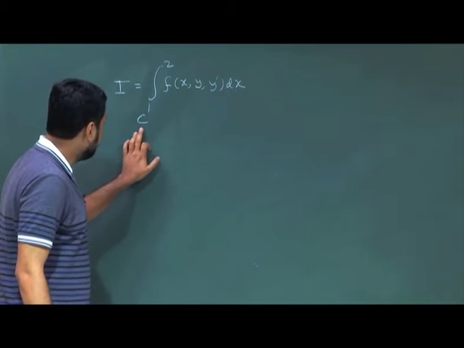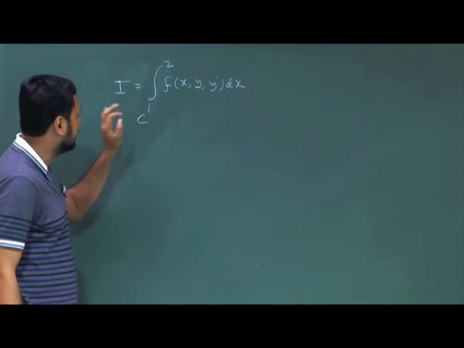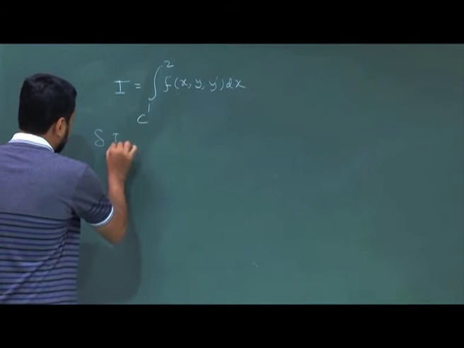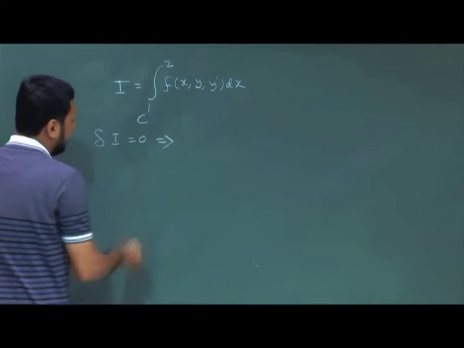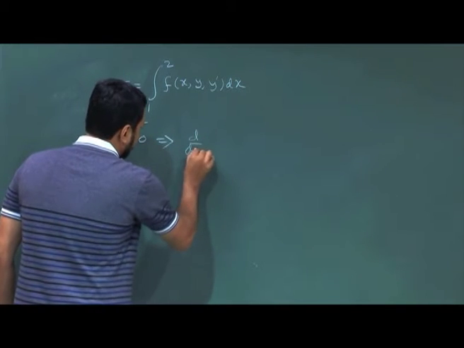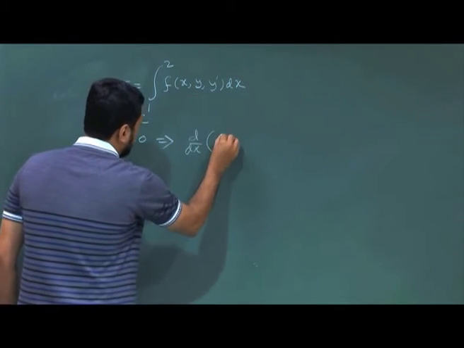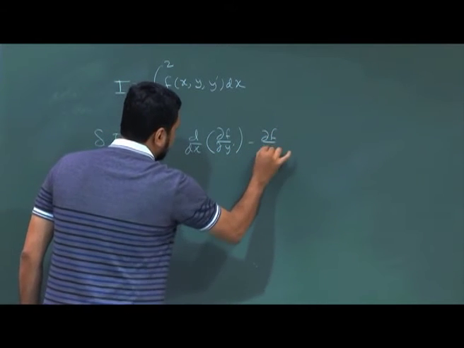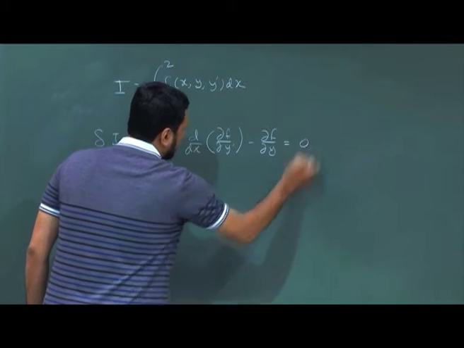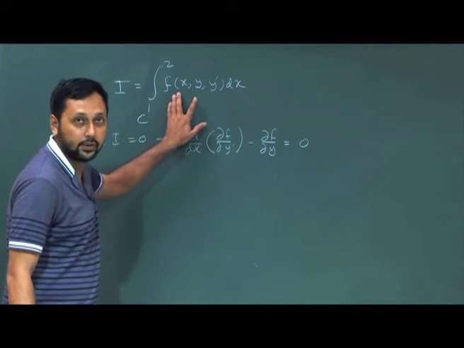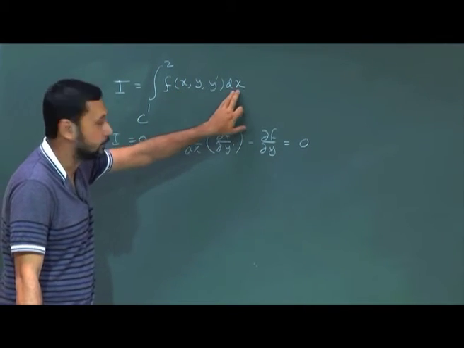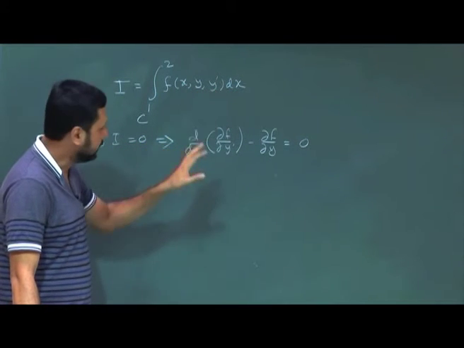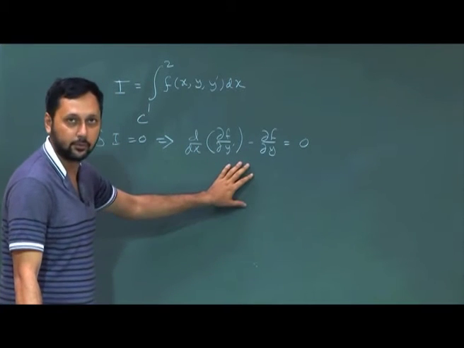Now, if this curve is such that this integral reaches a minimum or a maximum value, that technically means delta I equals 0, then we have seen that this function f will satisfy this equation. In case we choose f as a Lagrangian and replace x with time, y with q and y prime with q dot, then this actually gives you the Lagrange's equation of motion.